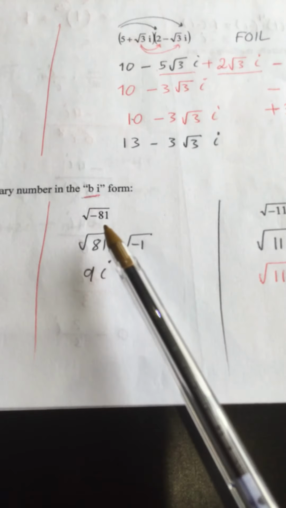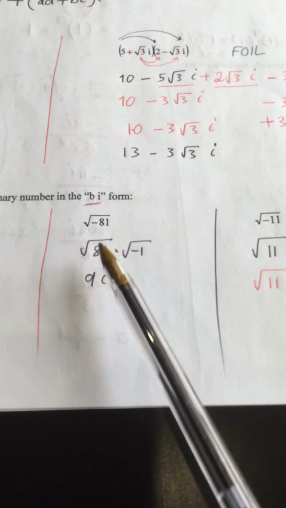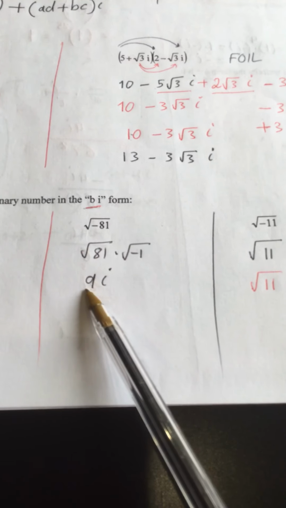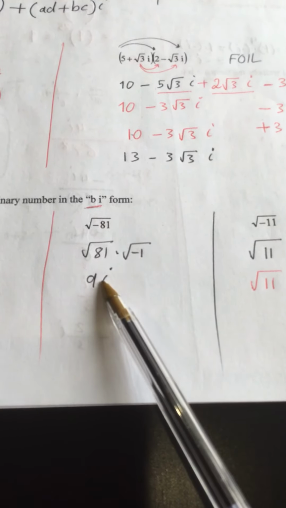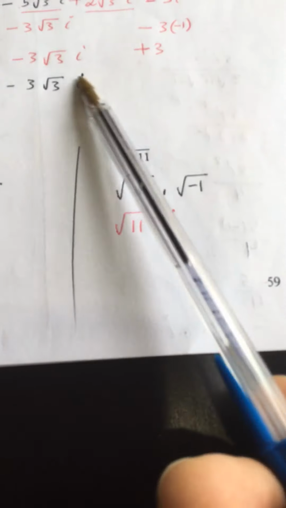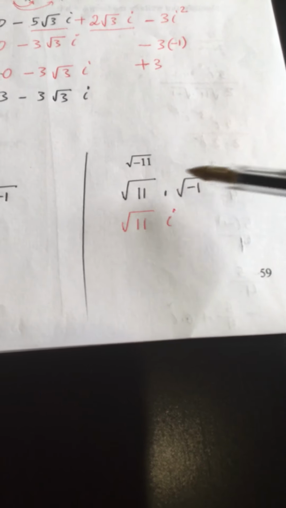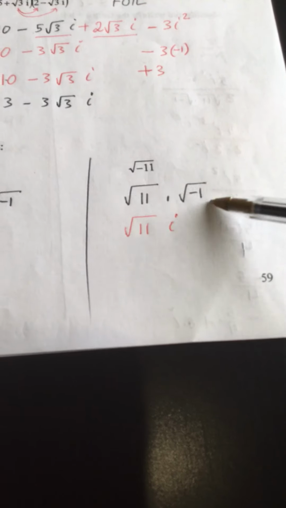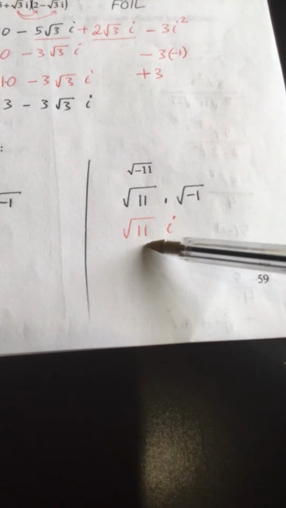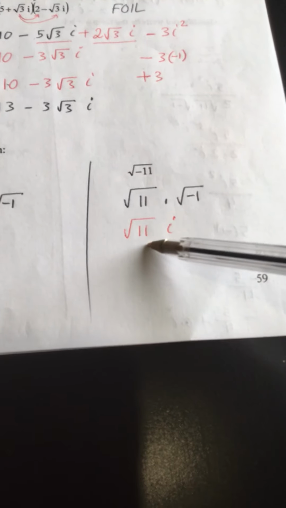Similarly, this one, square root of negative 81. Negative 81 is 81 times negative 1. Square root of 81 is 9. Square root of negative 1 is i. Next, square root of negative 11. This one is the product of these two radicals. 11 is not a perfect square, so we keep it. Square root of negative 1 is i. So the answer is root 11 times i.